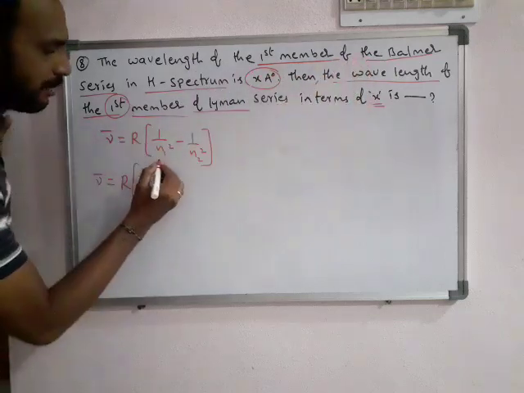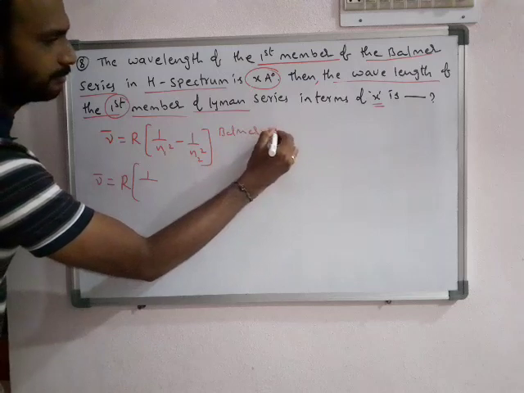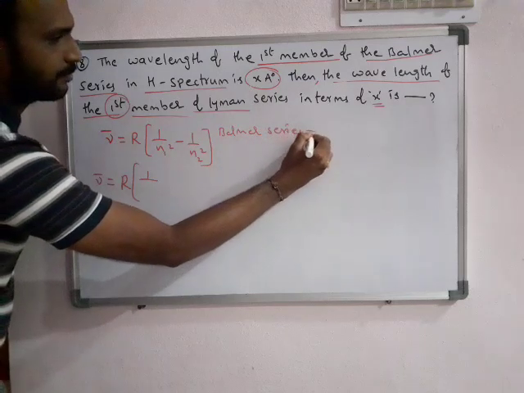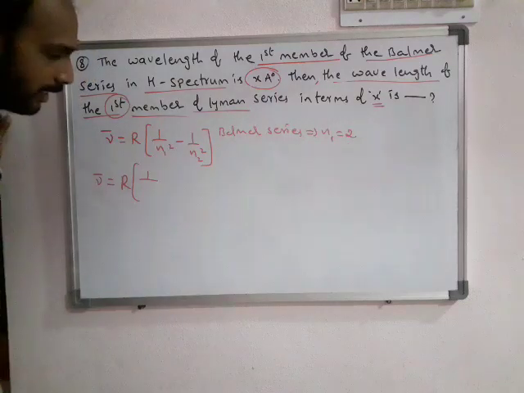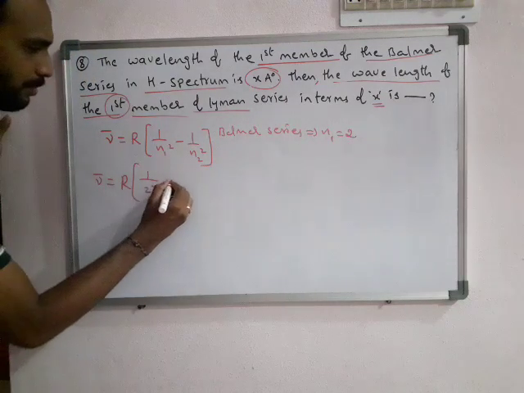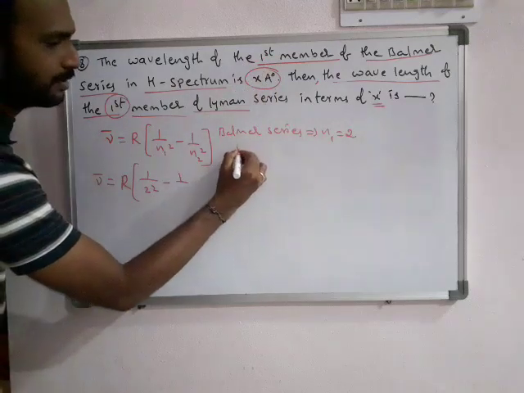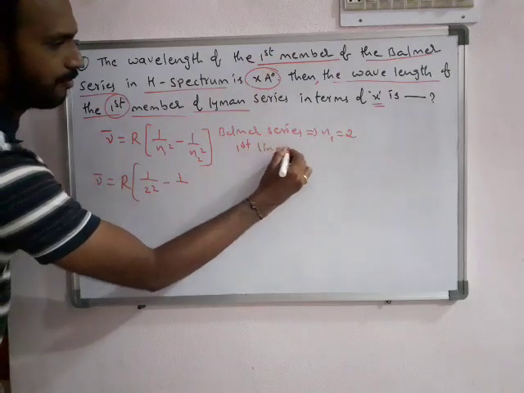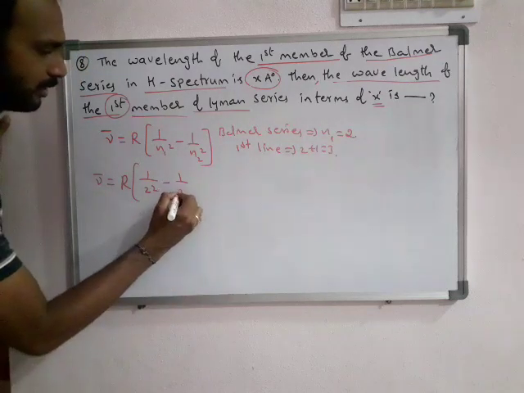So since it is the Balmer series, what n1 value can we write? Balmer series means the n1 value must be 2. Okay, 2 square minus what is the first line? The first member, what comes for the first line? For the first line we have to do 2 plus 1, which gives 3. The n2 value is 3.